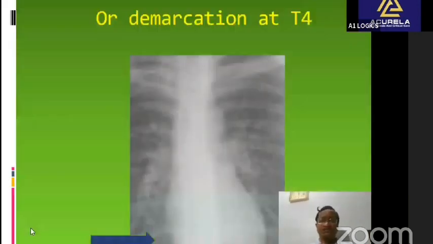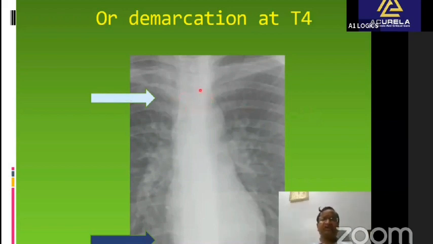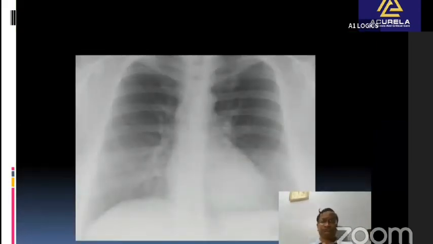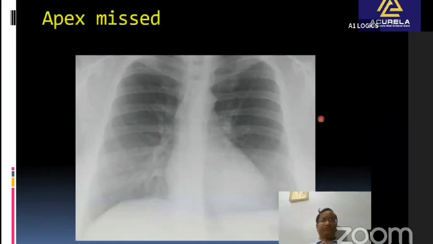If we go to the T4 level, there you can see very clearly the upper and lower part of the vertebra. Then it means the exposure is good. If you are not able to see the upper and lower part of the vertebra, then it is underexposed. Overall, we should see the X-ray.